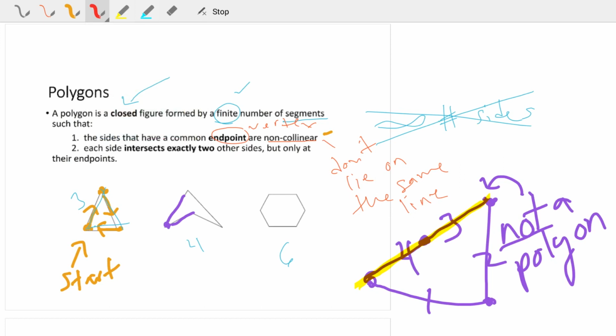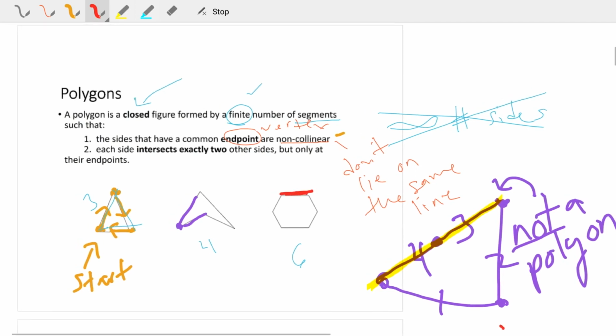So each side intersects exactly 2 sides. Let's consider this side right here on top. It only touches 2 other sides, which are going to be that one and that one, and only at their endpoints, which is true because if you really just look at it, it'll be right there, and then it'll be right there.